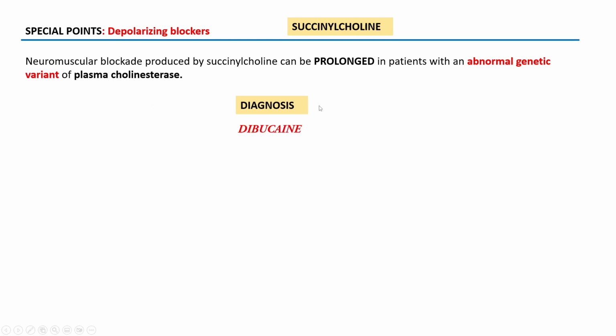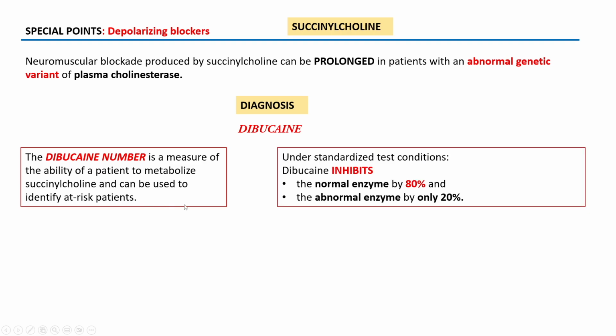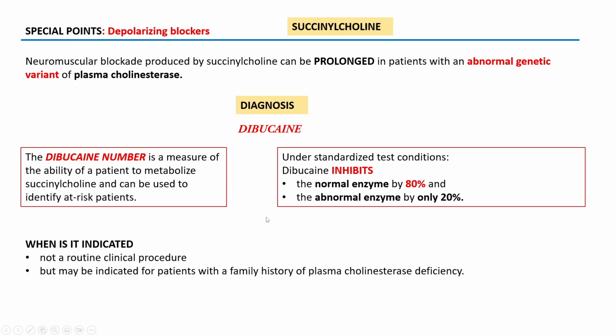How to identify that? By giving dibucaine. The dibucaine number is going to measure the ability of the patient to metabolize succinylcholine, and it can be used to identify the risky patient. Under standard conditions, dibucaine inhibits the normal enzymes by 80% and abnormal enzymes only by 20%. So when is it indicated? It is not indicated routinely, but may be indicated for patients with a family history of plasma cholinesterase deficiency or any mutation or genetic variant in the family.